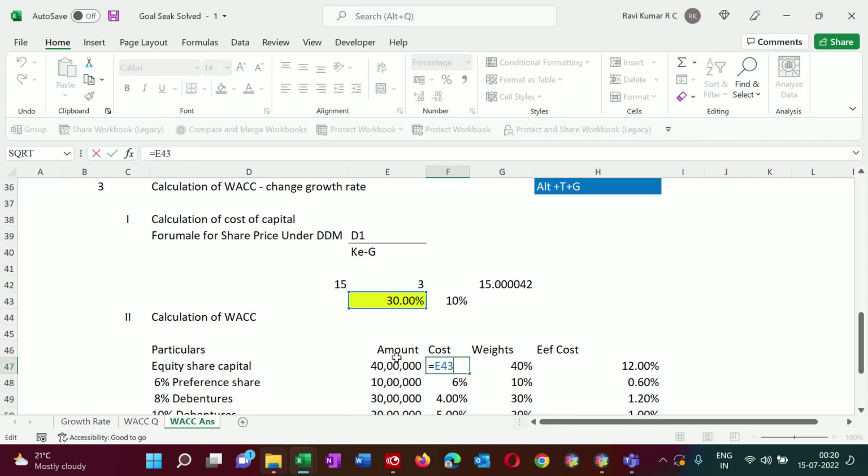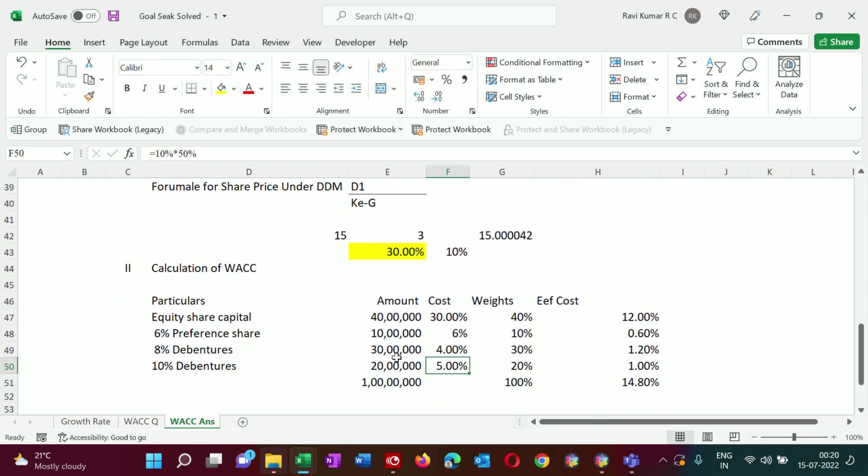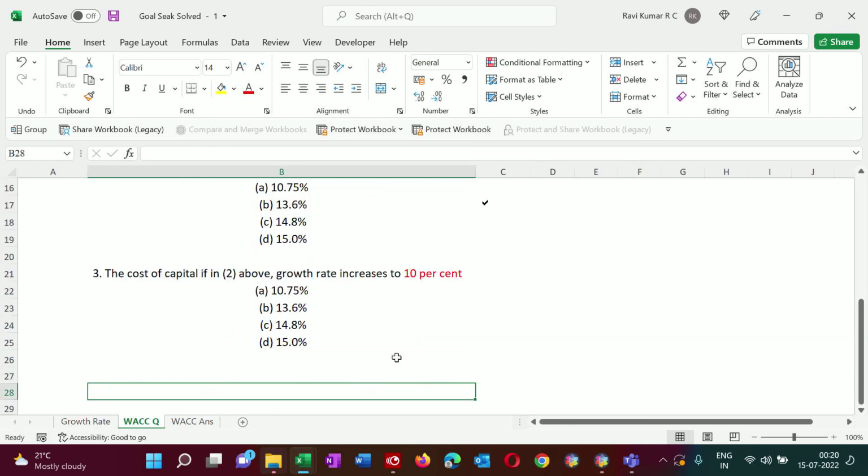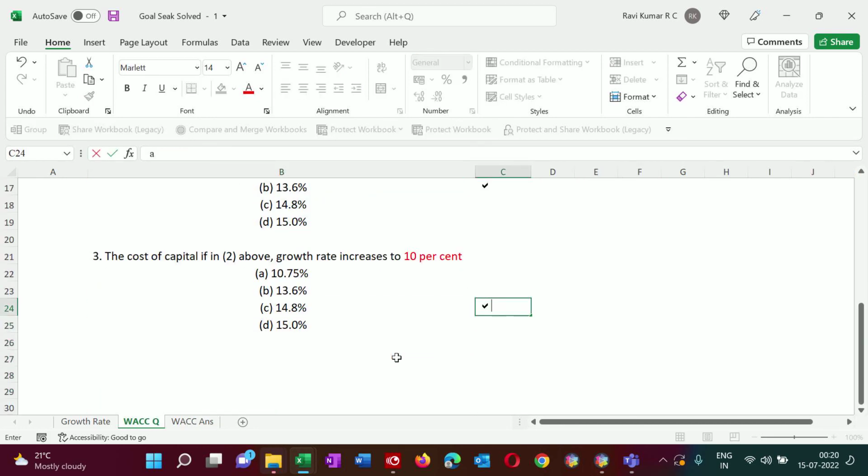Now the cost I have taken as 30%. These costs all remain the same. Everything remains the same. The formula is already set. It is 14.8%. Yes, I hope you have understood this. If you have any doubt on this, please comment below. I will reply. Thank you.